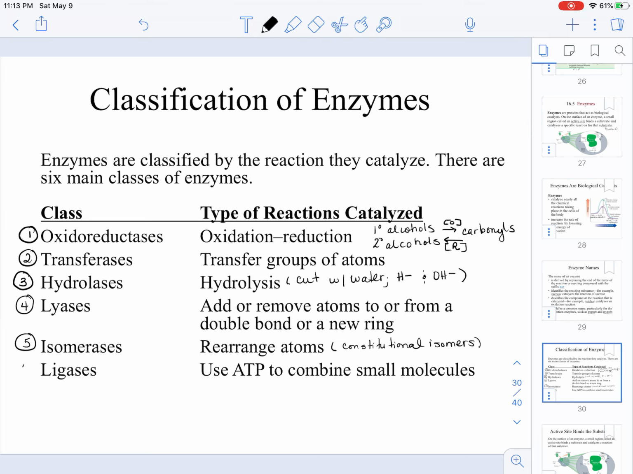And then the last type of enzyme that you need to be familiar with is ligases. Ligases are going to be using ATP to combine two molecules. So remember, here we're going from two molecules to one large molecule.